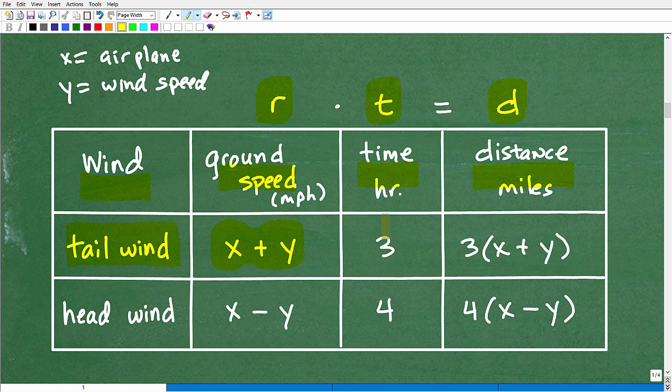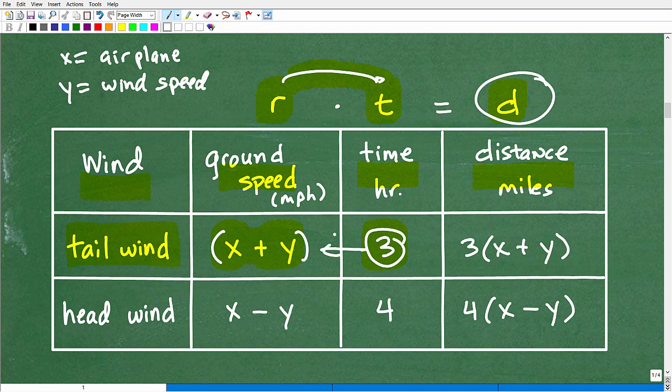The time, when I have the tailwind, remember from the problem, was 3 hours. Okay, I was able to travel 3 hours. Now, rate times time is equal to distance. So here, my rate again is x plus y, and when I multiply it by 3, that is my distance. So it's going to be 3 times x plus y. Now, some of you might have been like, oh, isn't that 960? Yeah, we don't want to put that into our table right here. We want to use our variables first.